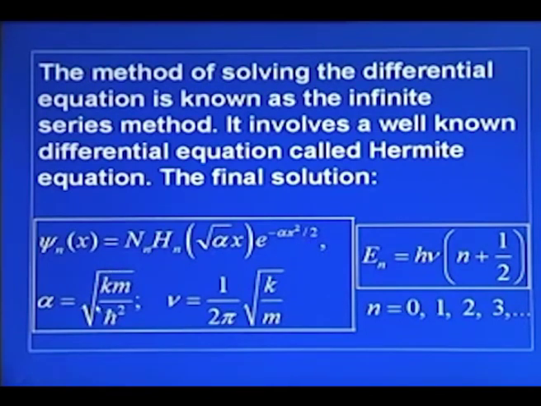Alpha I have already written down as square root of km by h bar square, and nu I've already given as 1 by 2 pi square root of k by m. Okay. What are these polynomials?